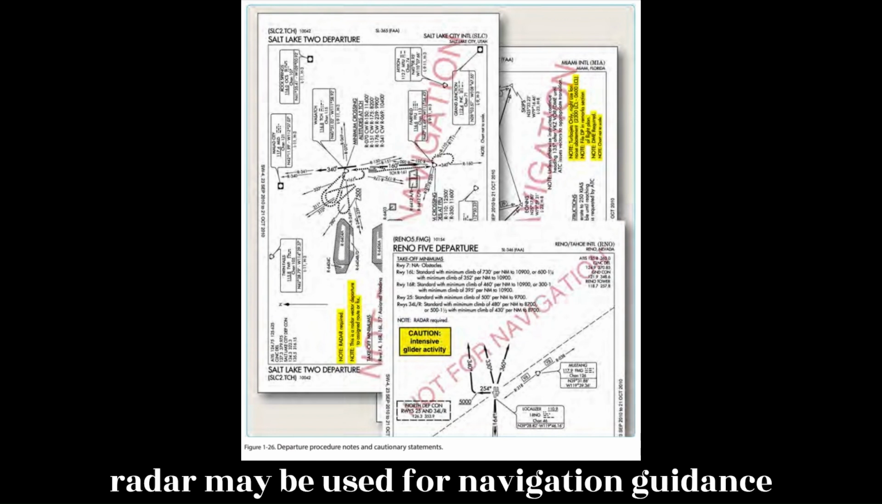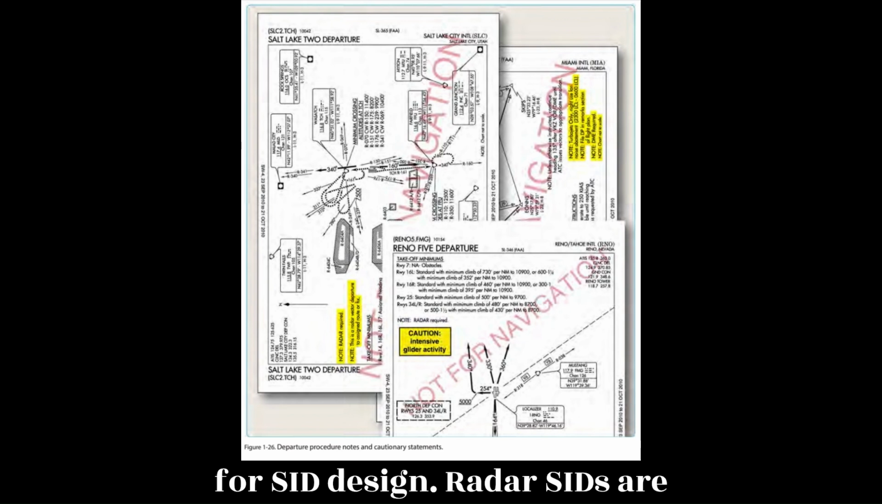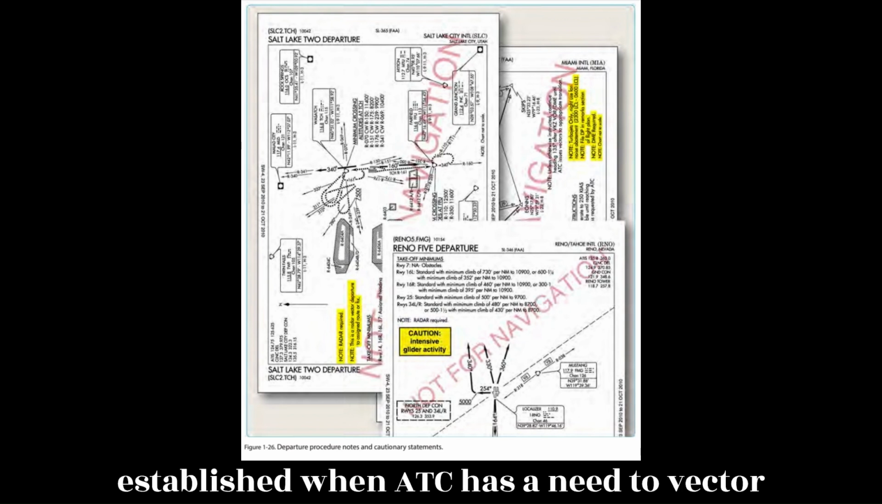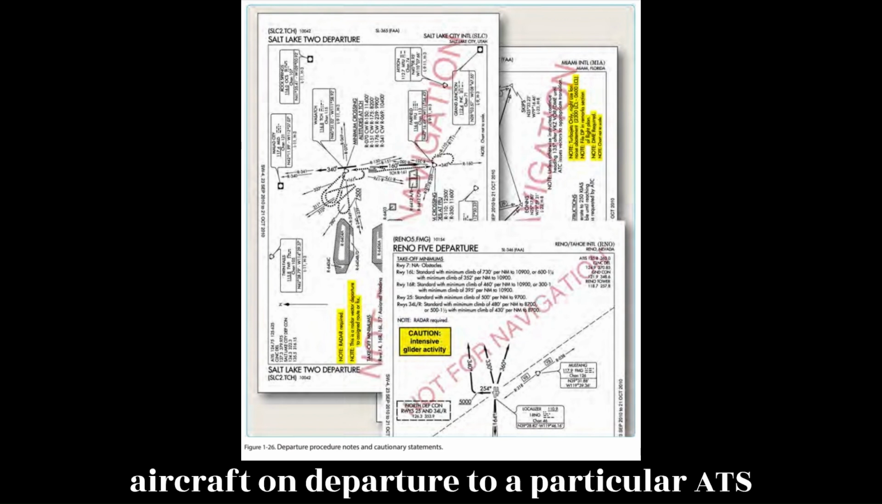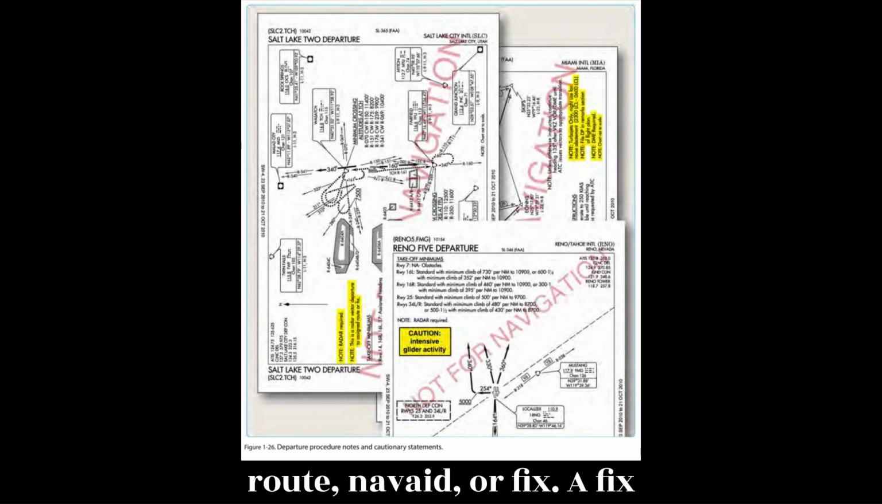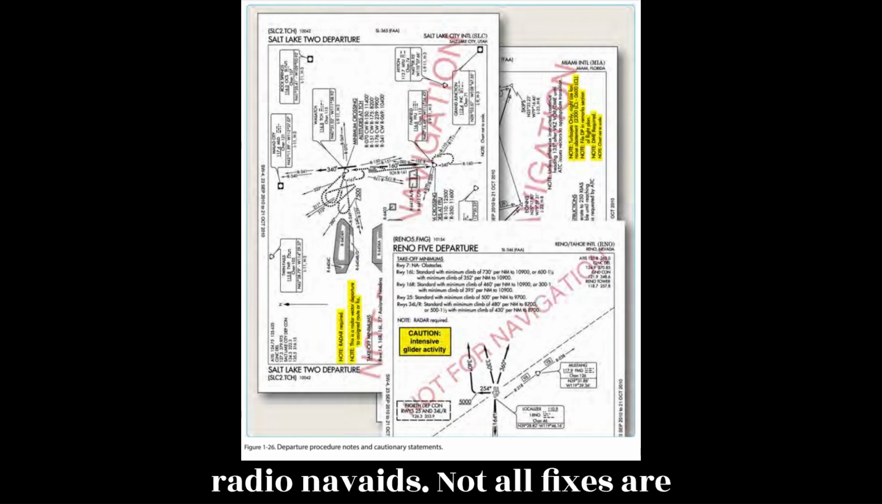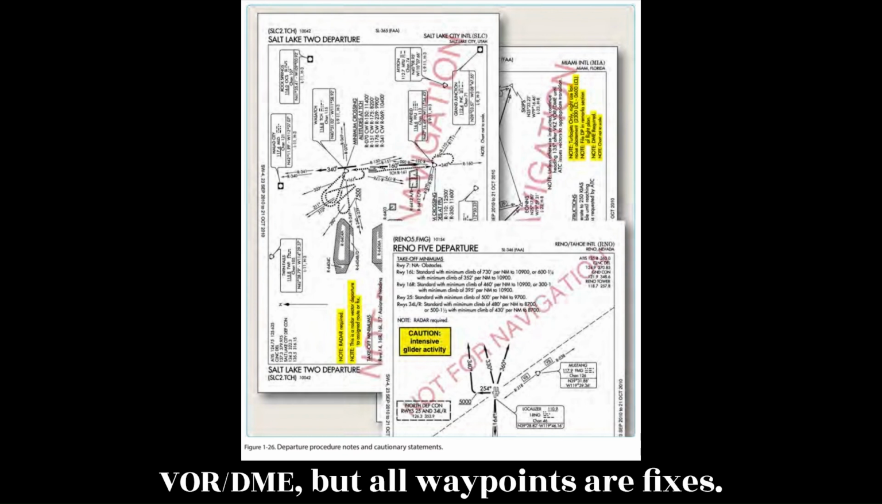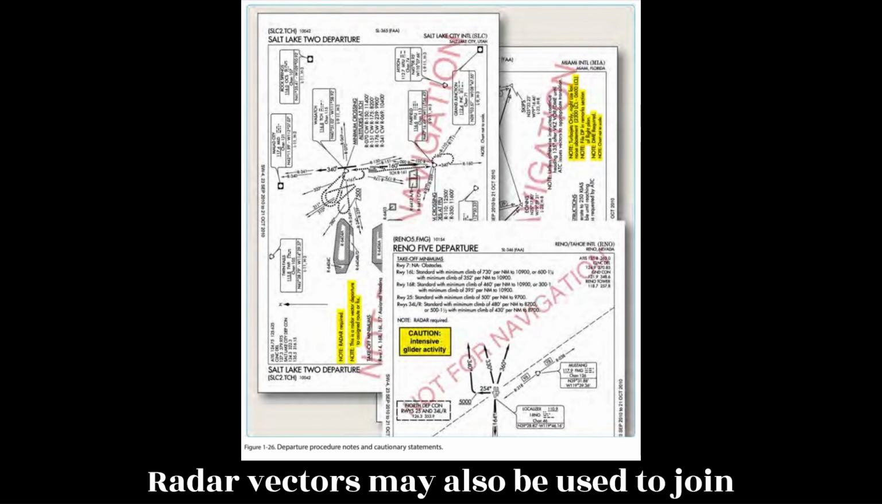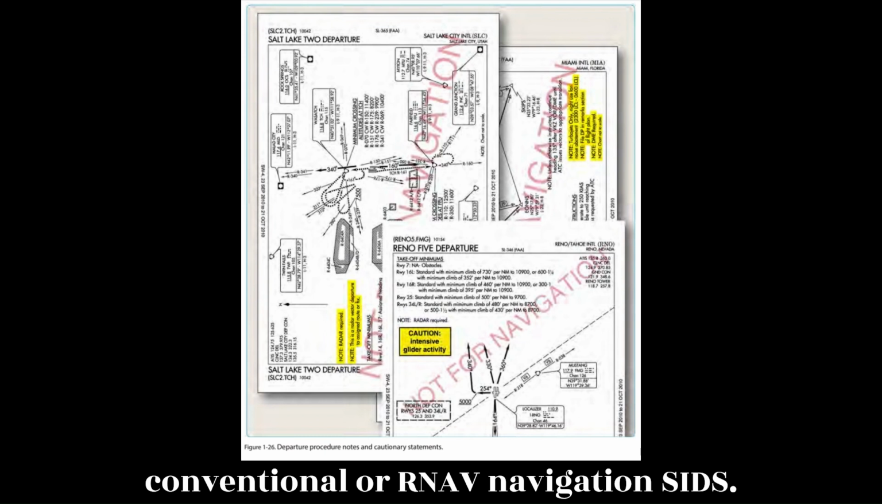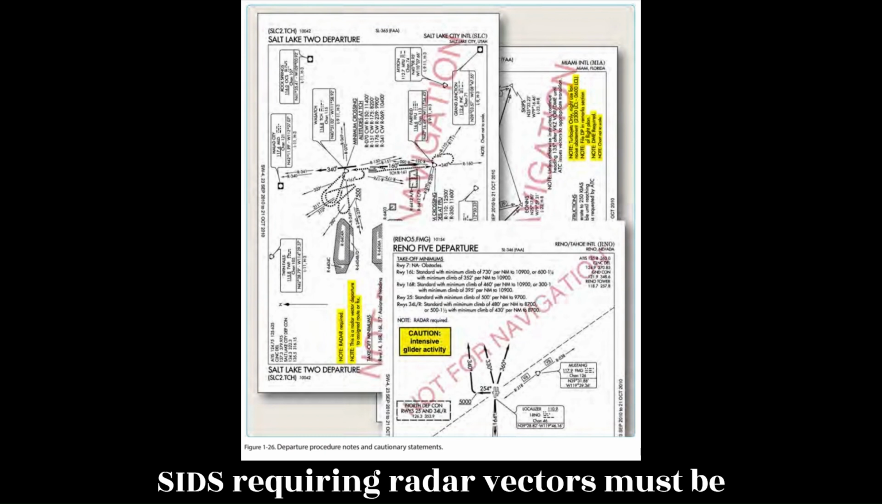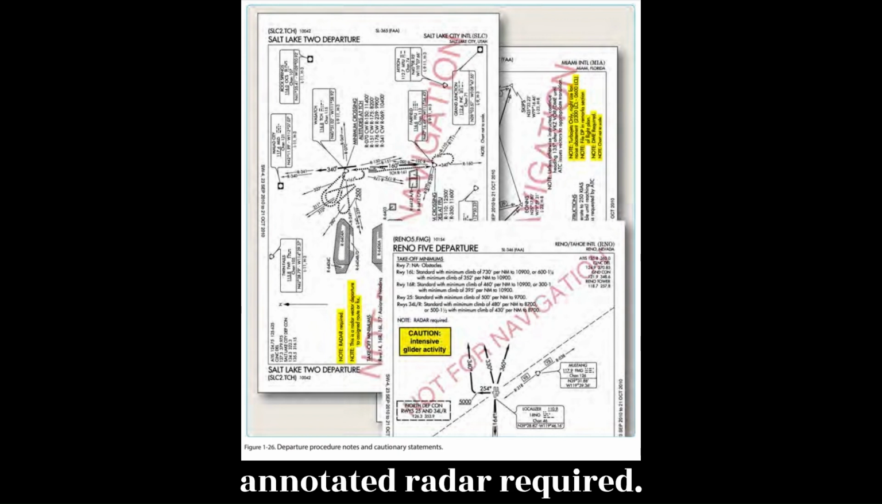3. Radar DP. Radar may be used for navigation guidance for SID design. Radar SIDs are established when ATC has a need to vector aircraft on departure to a particular ATS route, navaid, or fix. A fix may be a ground-based navaid, a waypoint, or defined by reference to one or more radio navaids. Not all fixes are waypoints since a fix could be a VOR or VOR/DME, but all waypoints are fixes. Radar vectors may also be used to join conventional or RNAV navigation SIDs. SIDs requiring radar vectors must be annotated radar required.